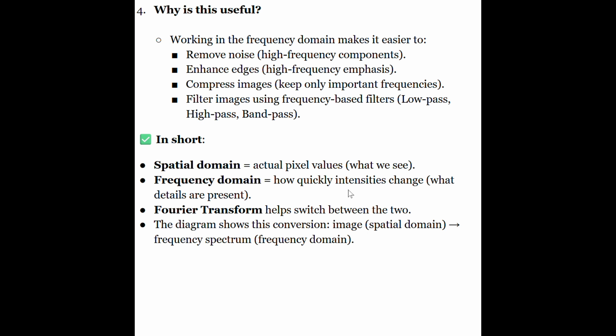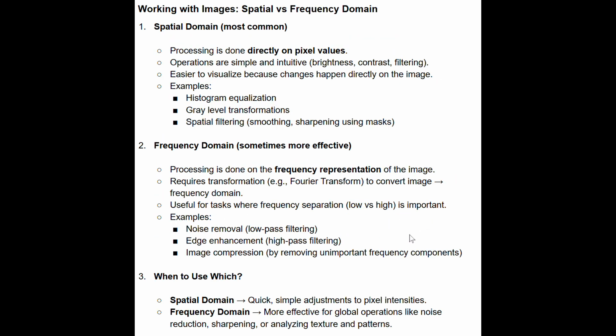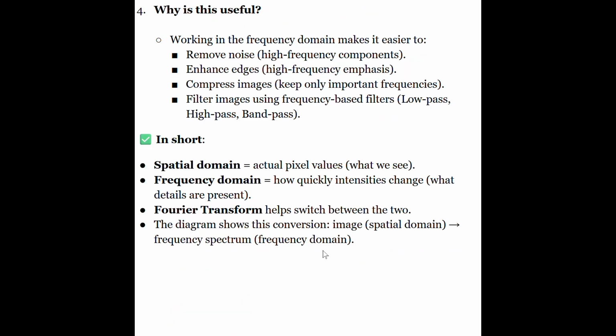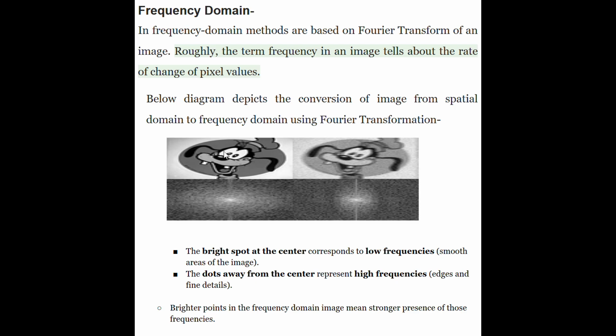So in short, the spatial domain deals with the actual pixel values, that is what we are able to see. In the frequency domain, it deals with how quickly the intensity changes are happening and what details are present. The Fourier transform helps switch between these two. And here I have this diagram, which shows the conversion of the spatial domain to the frequency domain.